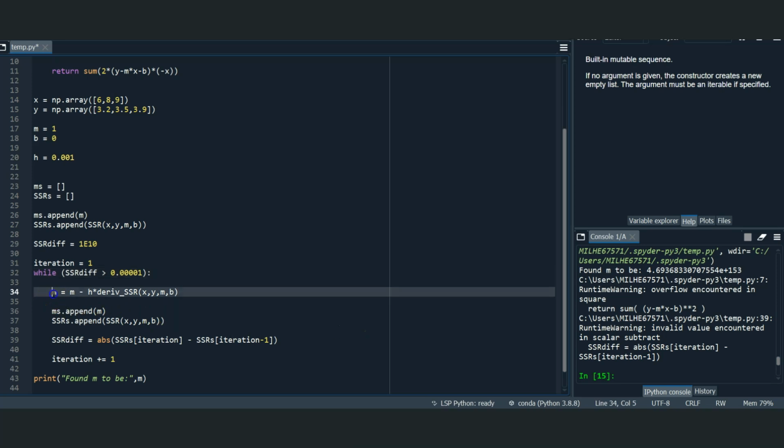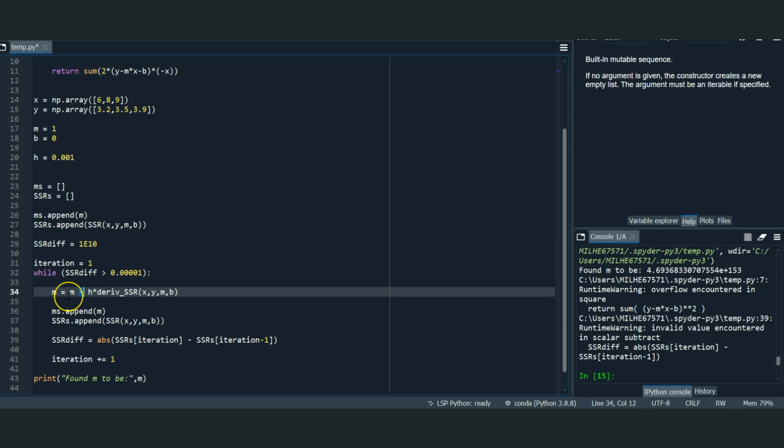The first thing I'm going to do is compute the new m. So remember, that's going to be m plus or minus h times the derivative corresponding to the current m given our data set. Again, b is 0, so it's not really doing anything here, but I just put it in there as a parameter. And the reason I'm doing a minus here is because if the derivative is positive, then we want to decrease the value of m.